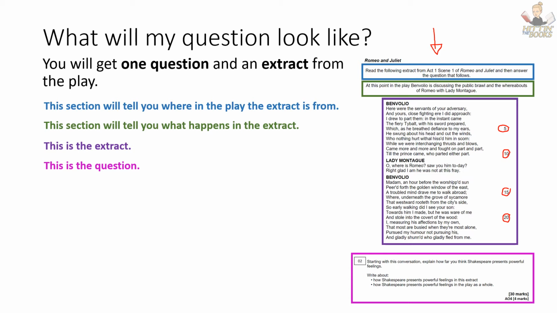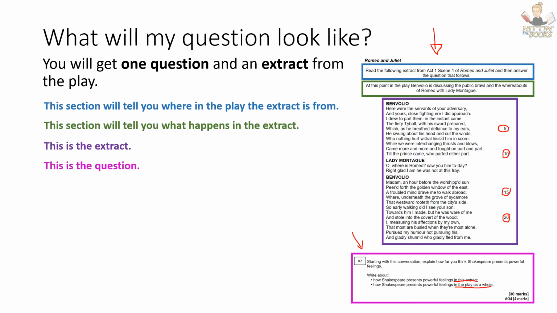Finally, at the bottom, in the pink box, you have your question. Question 2. It's always question 2. I do believe Macbeth comes first, which you don't answer. The question says, starting with this conversation, explain how far you think Shakespeare presents powerful feelings. Then you get 2 bullet points: write about how Shakespeare presents powerful feelings in this extract, and how Shakespeare presents powerful feelings in the play as a whole.